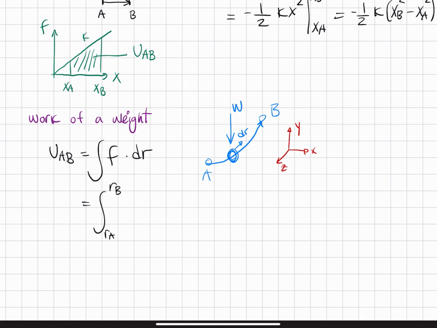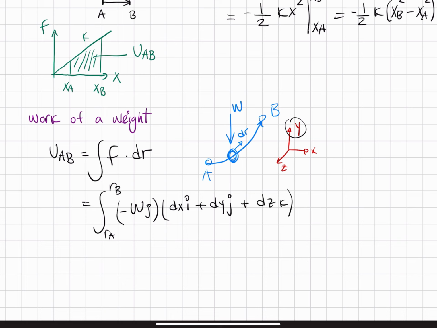I can say my force is applied vertically in the downwards direction, so it's a negative because it's downwards, and we've already defined that y positive is up. So we have minus w. What's the unit vector in the y direction? We have j. And then we want to multiply this by the trajectory. Your trajectory is going to have an x component, a y component, and also a z component.